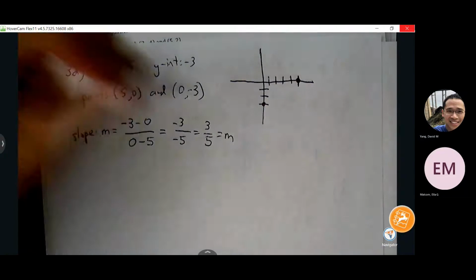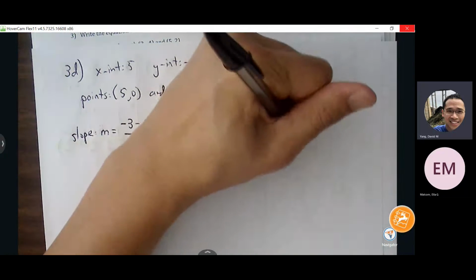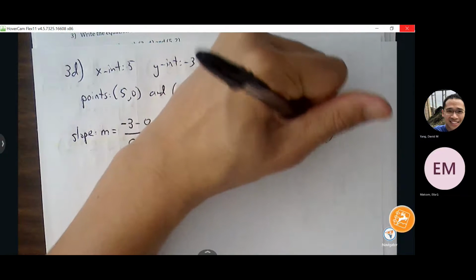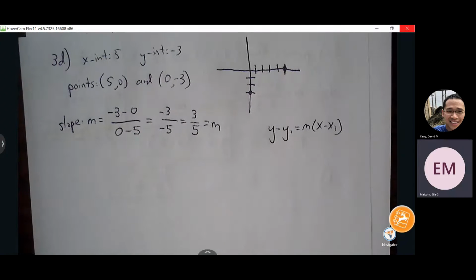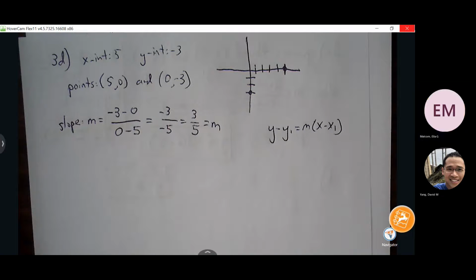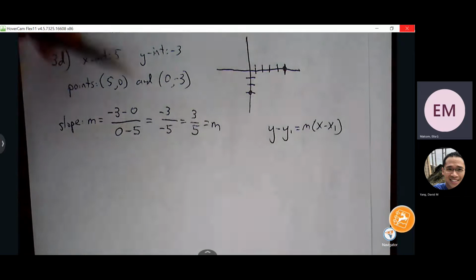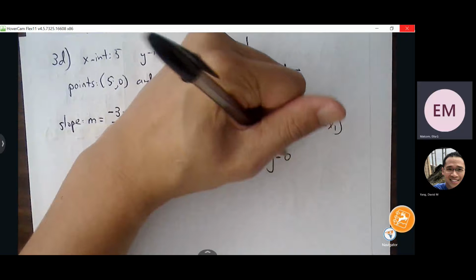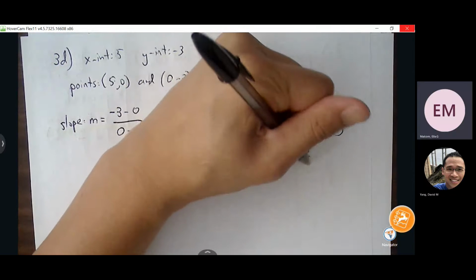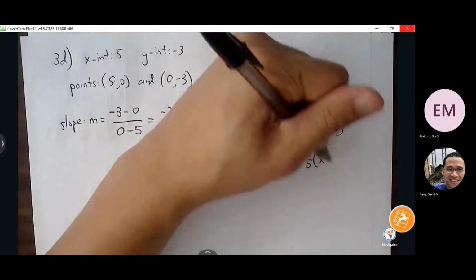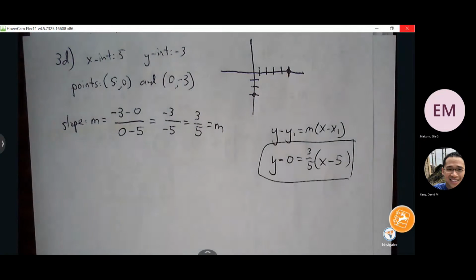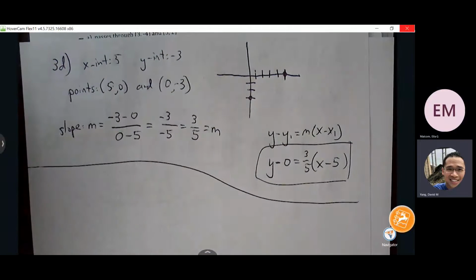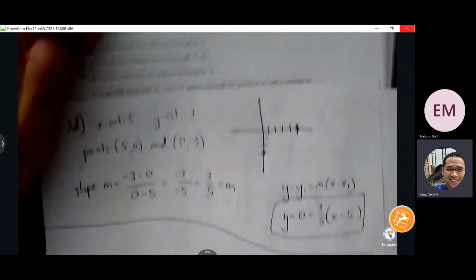And now I can choose either point to put into my point slope form. We can make that y minus 0 equals 3/5 x minus 5. It's good enough.